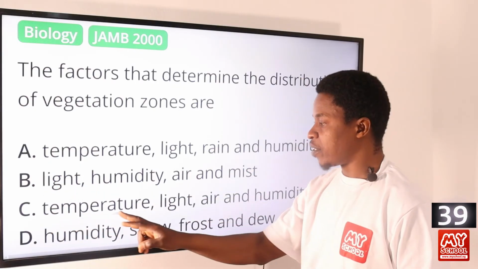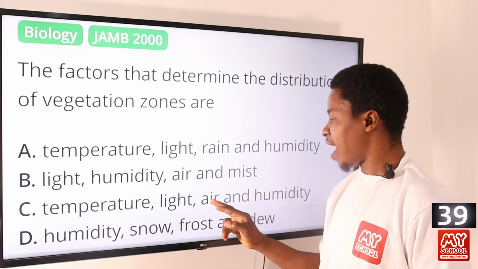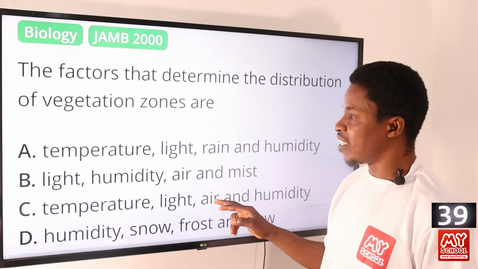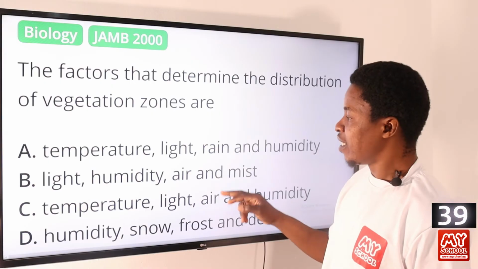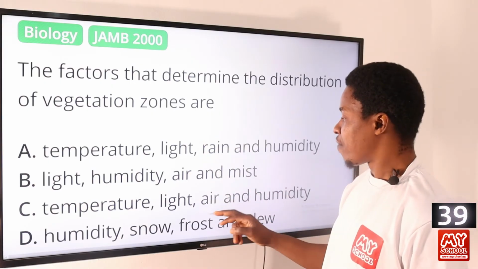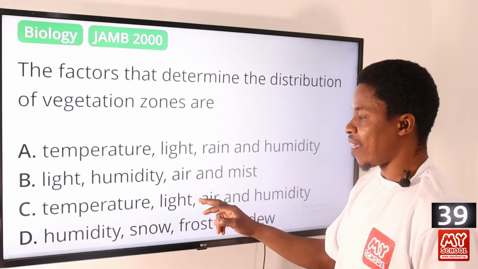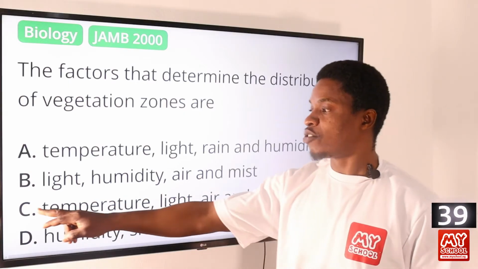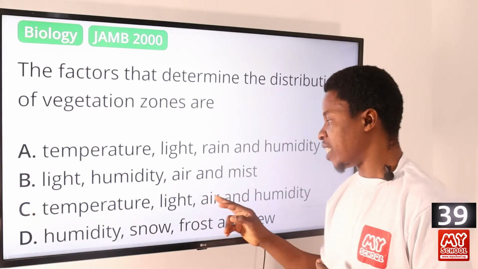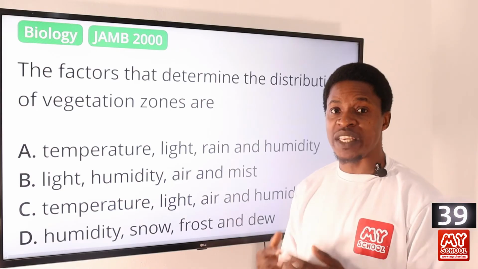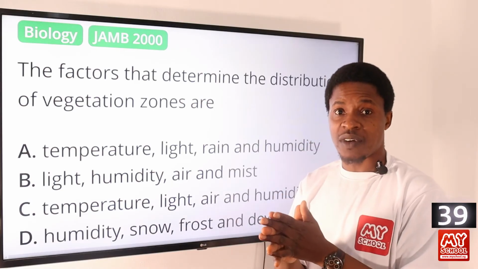Option C, temperature, yes, the light, the sunlight, air, and then humidity. Comparing A and C, you can see that they are similar. You have rain here and then you have air here. That's the difference we have there. So this air makes this not correct. If it had been wind, we would have gone with that, because wind is a climatic factor that helps.